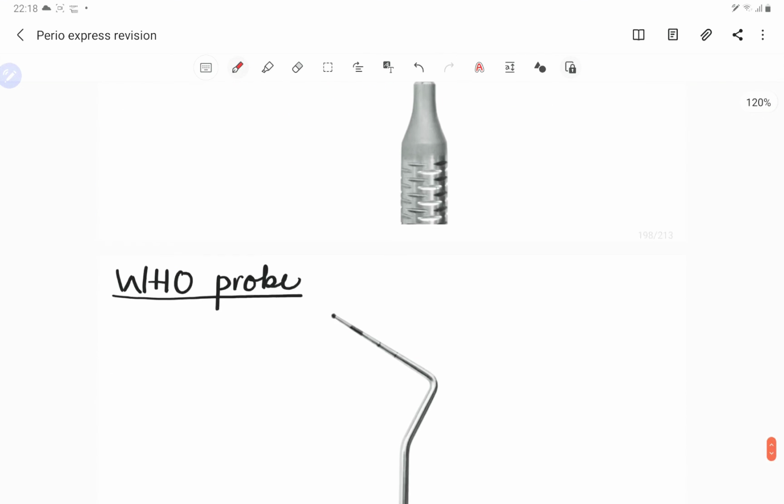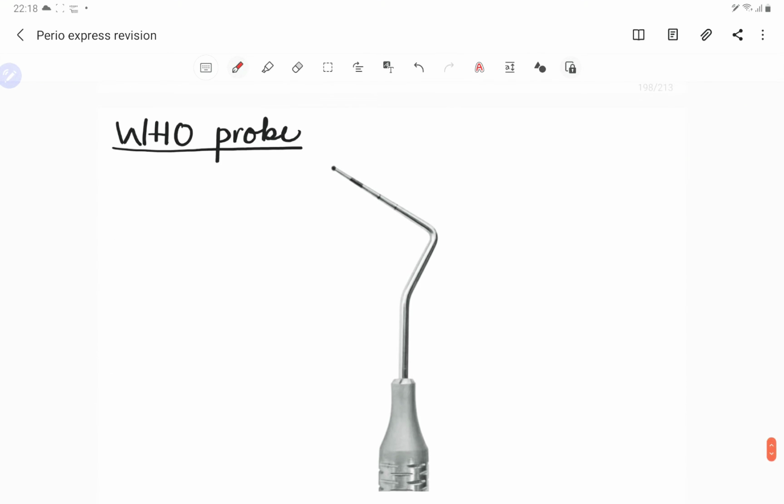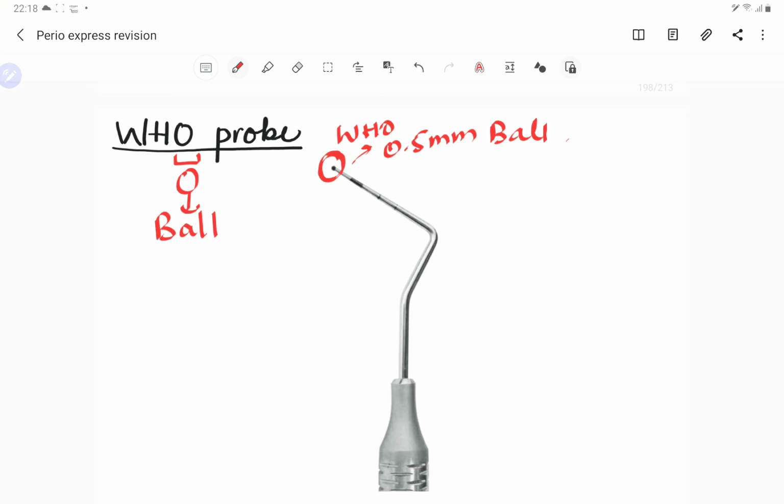Next one we can see here is our WHO probe. So guys, WHO probe, World Health Organization probe. As you can see, there is an O in the word. So remember that O means it looks like a ball. If you see a ball at the tip, that means it is a WHO probe. Always remember this first part, that there is a ball. There is a 0.5 millimeter ball present at the tip of this WHO probe.